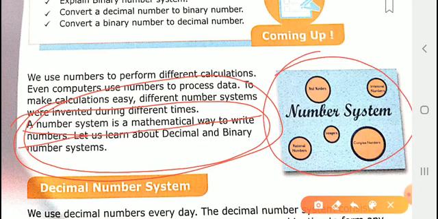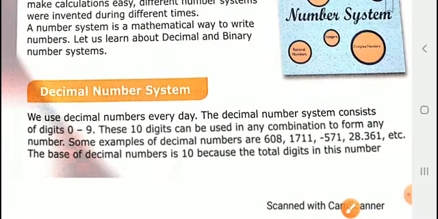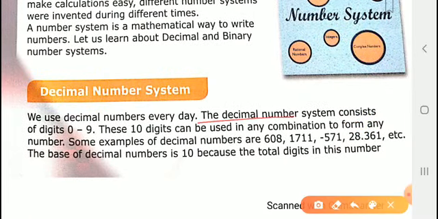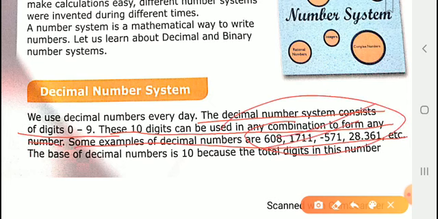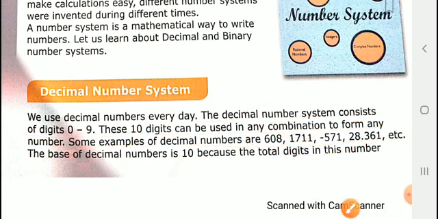Now the next thing is the decimal number system. What is the decimal number system? The decimal number system consists of digits 0 to 9. In general, we use this kind of number, which is called the decimal number system. These 10 digits can be used in combination to make any numbers. Some examples are 608, 1711. These are all decimal number system.